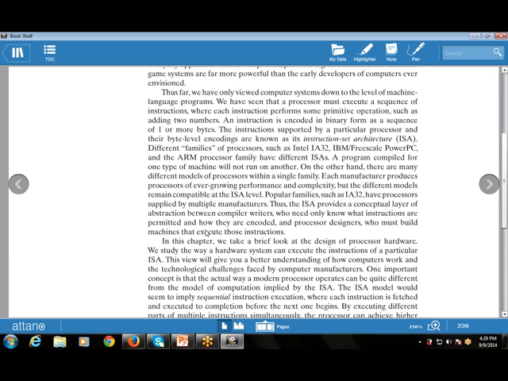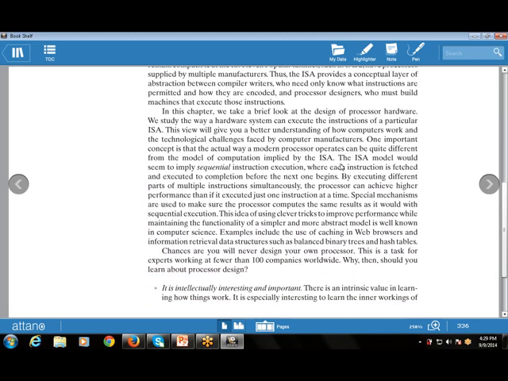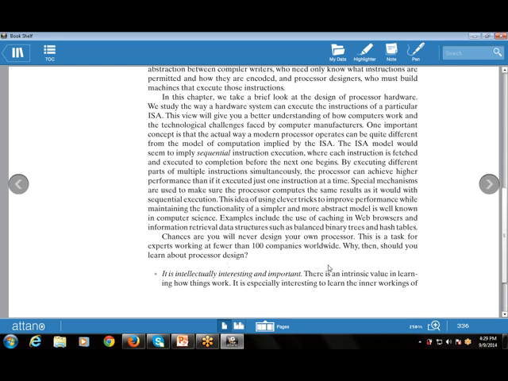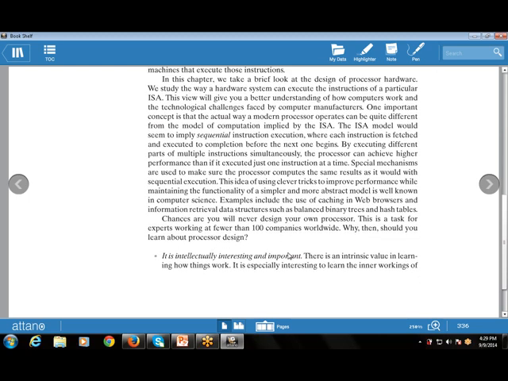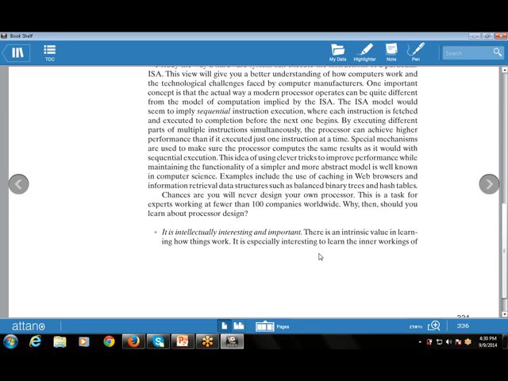This is the introduction to the processor architecture, which includes IA, that is Intel architecture, the 32-bit IA-32 architecture. Now, what are the advantages and features of studying processor architecture? One is that it is intellectually interesting and important. Why is it interesting? Because it gives detailed information about the processor. That's why it is interesting and important.